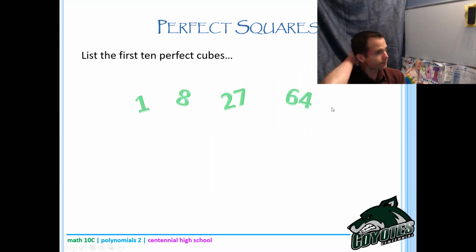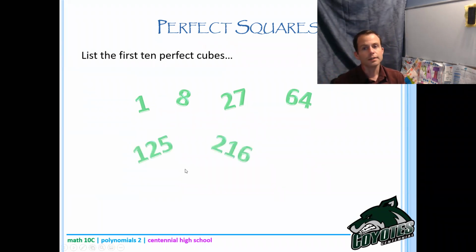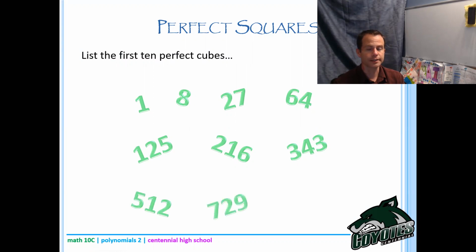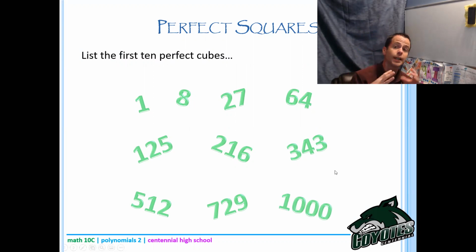Going on to 5. 5 times 5 times 5 is 125. 6 times 6 times 6 is 216. 7 times 7 times 7 is 343. 8 times 8 times 8 is 512. 9 times 9 times 9 is 729. And then 10 times 10 times 10 is 1,000. So I'd like you to have memorized your first 15 perfect squares and your first 10 perfect cubes. And a reminder, they're perfect because they're the result of a natural number squared or natural number cubed, okay?